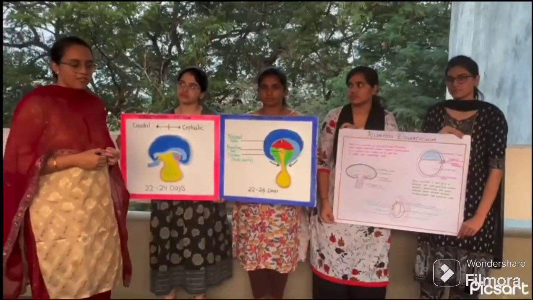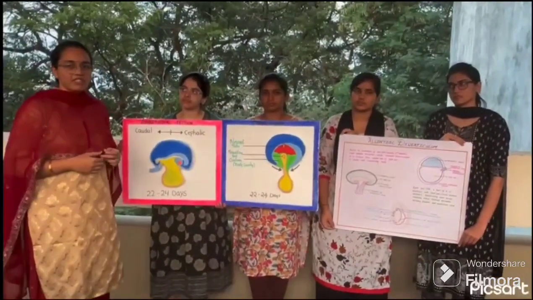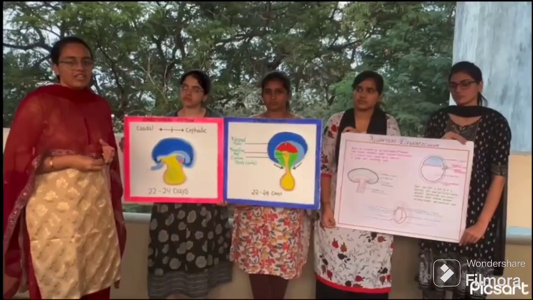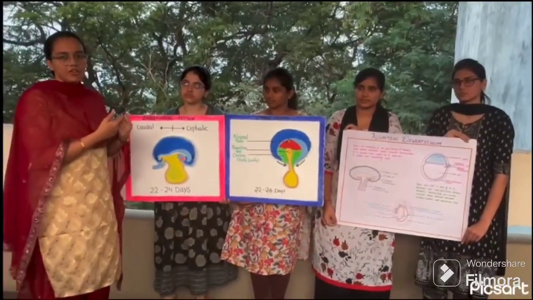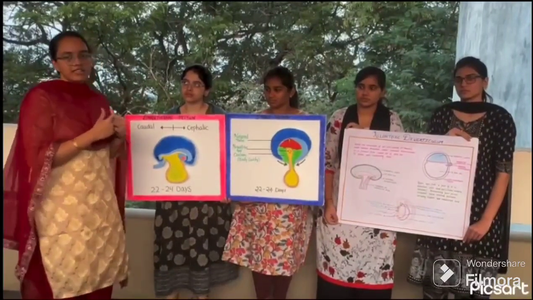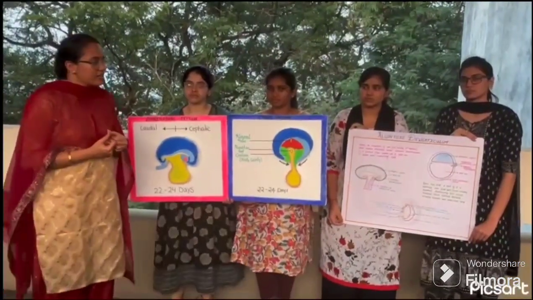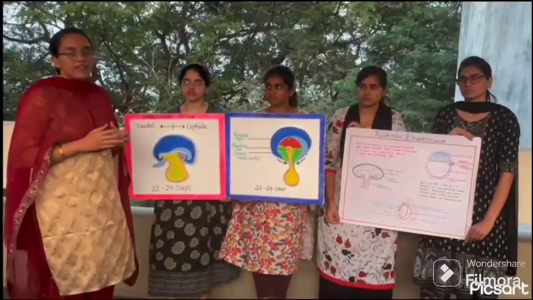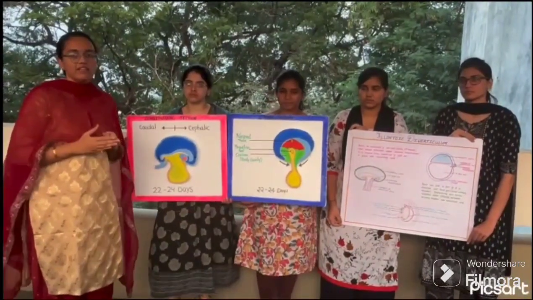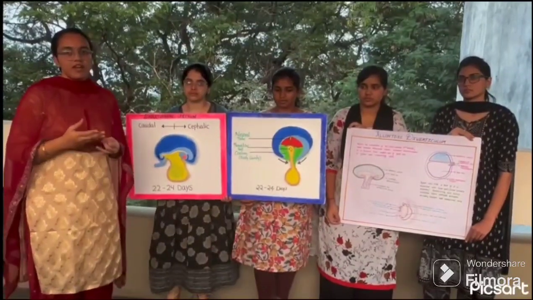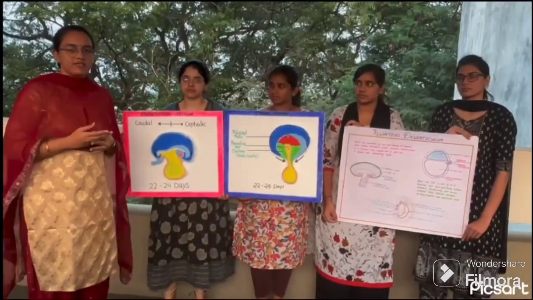The procaudal plate forms the buccopharyngeal membrane, which covers the foregut initially. When the membrane is broken, the foregut communicates with the amniotic cavity so that amniotic fluid can enter the foregut. Finally, at the end of this folding of the embryo, rudiments of the brain, that is the nervous system, the heart and the gut can be seen.